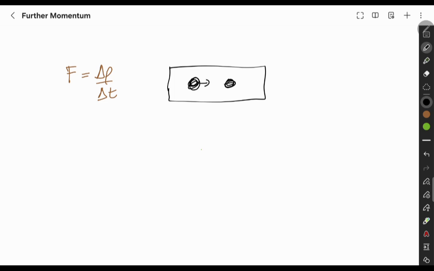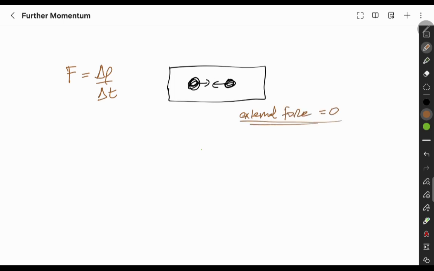So let's talk about the conservation of momentum. How do we get it? We know that force is equal to the rate of change of momentum. Now let's say we have a system that consists of 2 spheres. Now the external force on the system must be equal to 0.